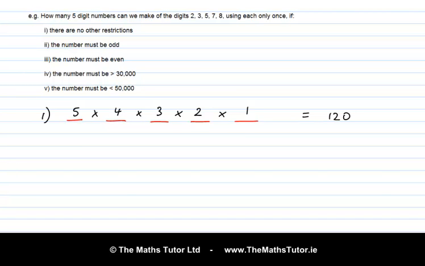Remember that 5 by 4 by 3 by 2 by 1 is also known as 5 factorial. And you can put that straight into your calculator and you'll get 120. In the second scenario, the number must be odd.